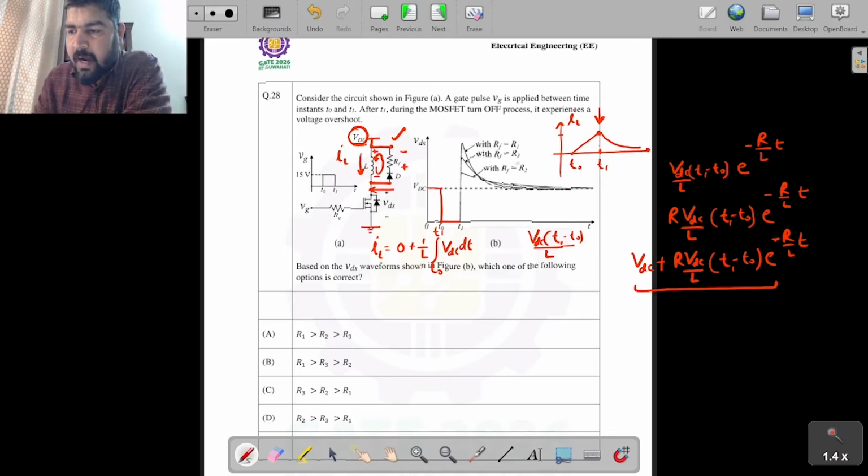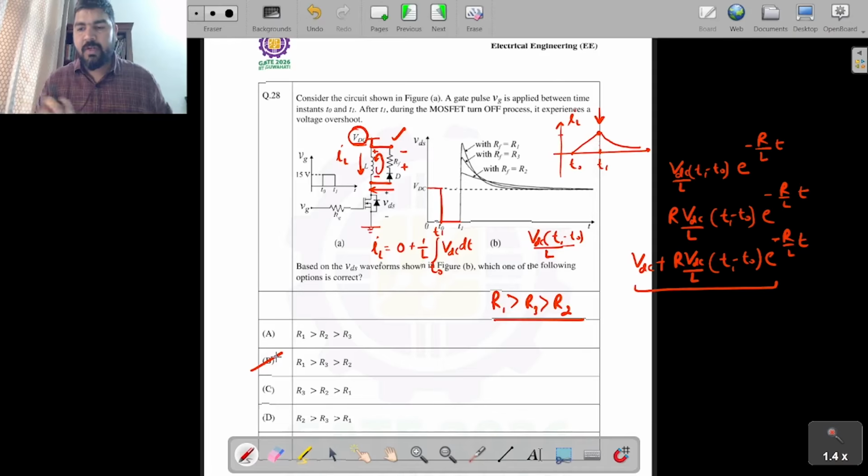So obviously from this graph, let me clear this diagram. From this diagram we can see that if we increase the value of R, the voltage appearing across this device will be more. You can see that if RF is R1, it is at the highest value, and RF equal to R3 is in the middle, and RF equal to R2 is at the lowest level. So clearly R1 has to be the greatest, then R3, and then R2. So the option has to be R1 greater than R3 greater than R2. This has to be the correct answer. So the answer is option B.